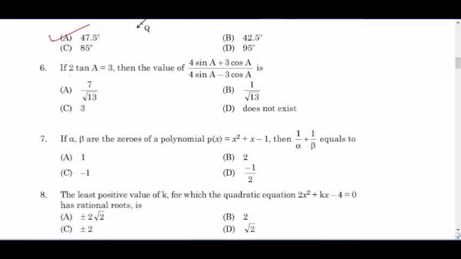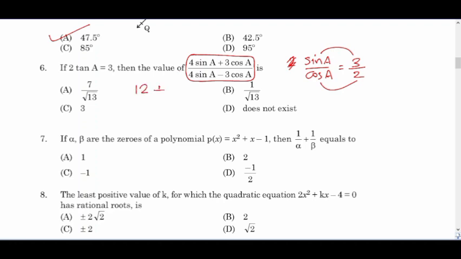Next, 2 tan a equal to 3. Then find the value of this expression. Now 2 tan a, so 2 sin a by cos a is equal to 3. So we said sin a by cos a is 3 by 2. Now we just put sin a value 3 and cos a value 2. Just putting it, what do we get? 4 into 3 is 12. 3 cos a is 6, 4 sin a is 12, so 12 minus 6. This is 18, this is 6. Answer is 3. Very very simple question.